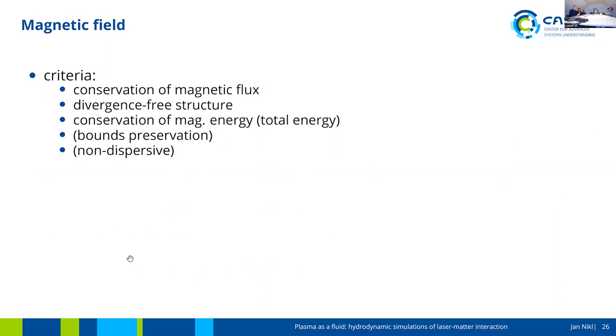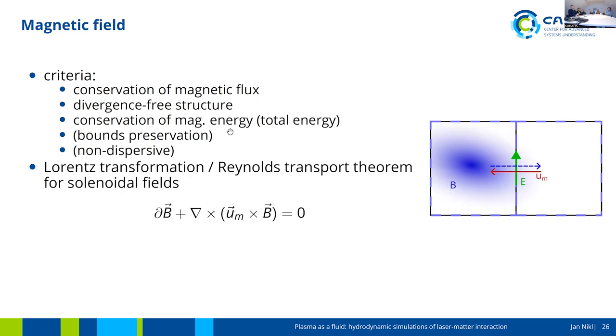Remapping of classical quantities is one thing, but the situation with the magnetic field is much more involved. That's due to the fact that we want to satisfy all these criteria: conservation of magnetic flux, which we would like to keep; the divergence-free structure of the field; conservation of magnetic energy as part of total energy; and it would be nice to have balance preservation from the physical point of view, and non-dispersive nature of this convection. I mean, this is nearly impossible, so we want to get as close to this goal as possible.